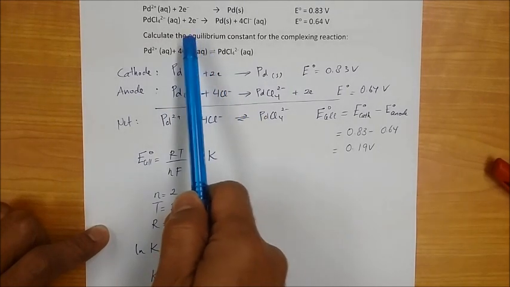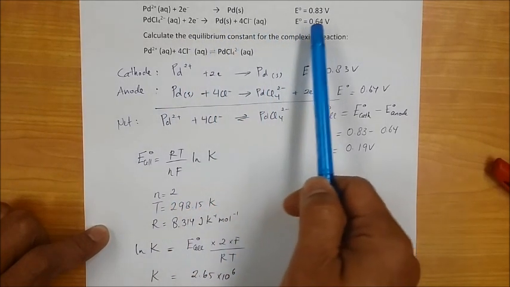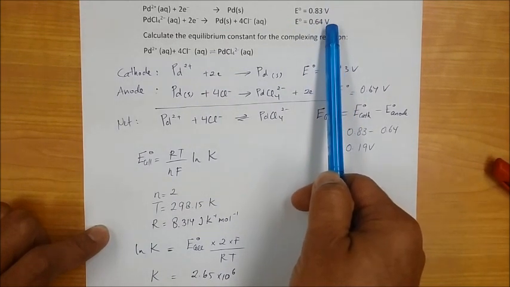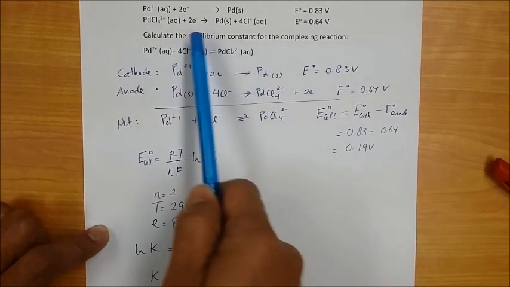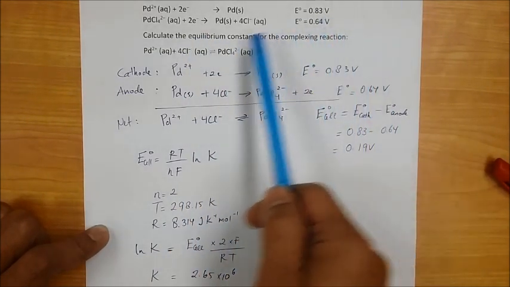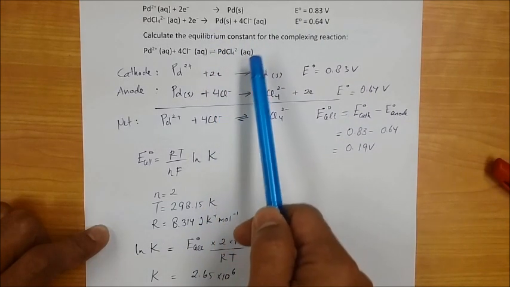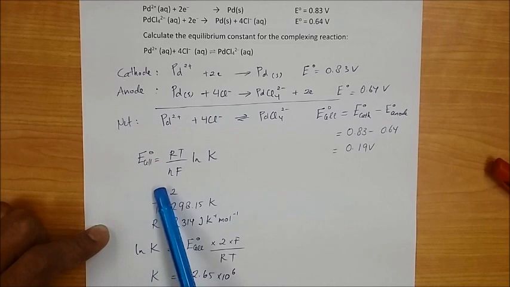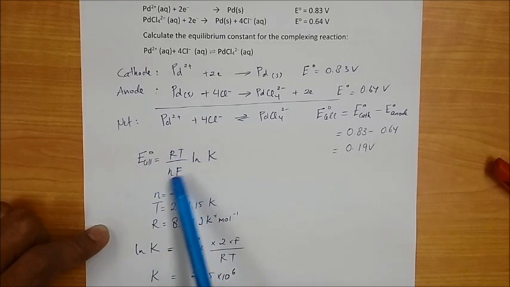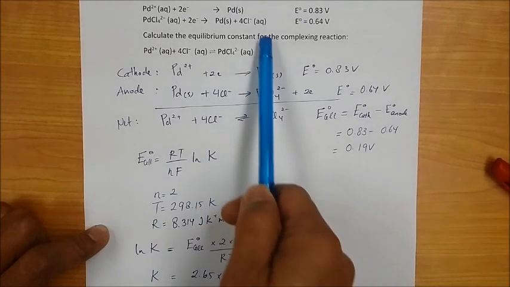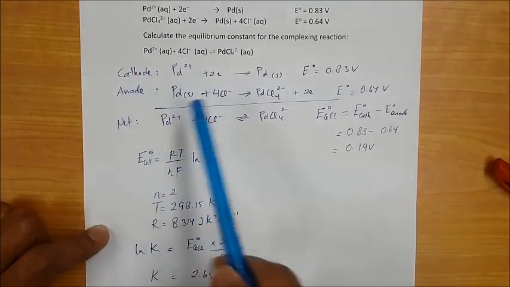So the data that we have here are half cell reduction potential data, and the question is for the equilibrium constant. So you have to find the relation between potential and equilibrium constant, and that is shown here. E cell standard at standard condition equals RT over nF times ln K. K here is the equilibrium constant of this reaction.